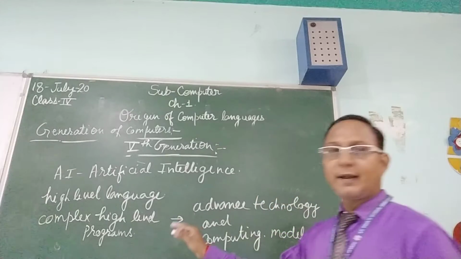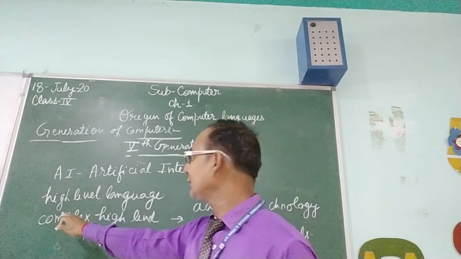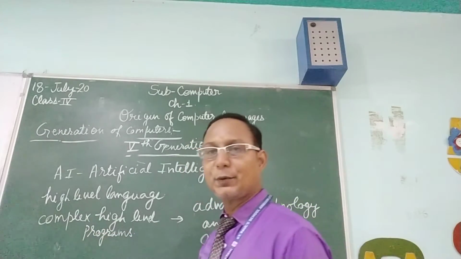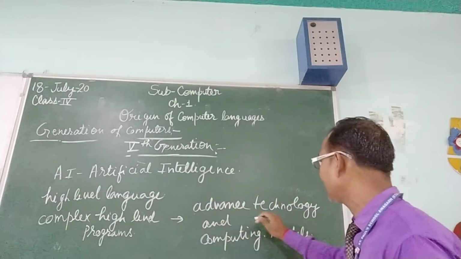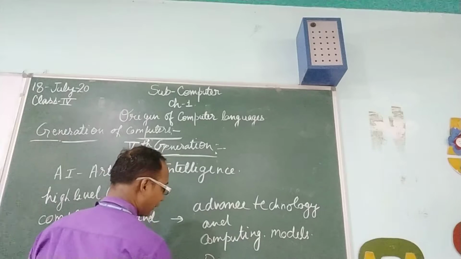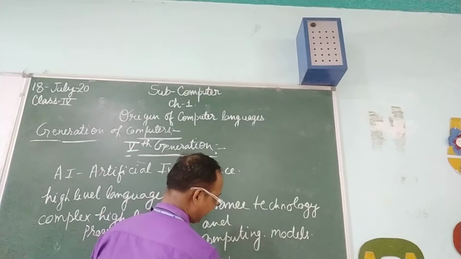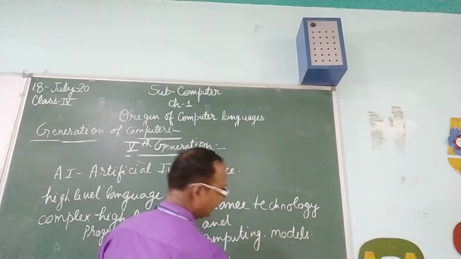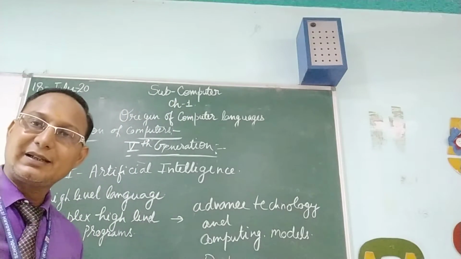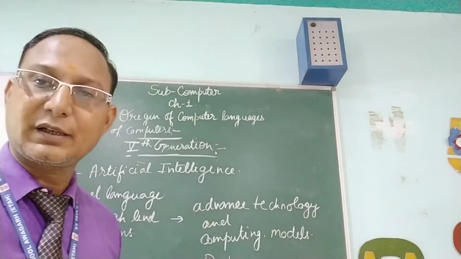So, in this technology, devices use artificial intelligence. This technology uses very high level language for making complex high level programs. And in this technology, advanced applications and computing models were made. We can say that these are using robotic models. Okay, is it clear, students? So this is the very latest technology and the last generation of computers. This is the fifth generation.